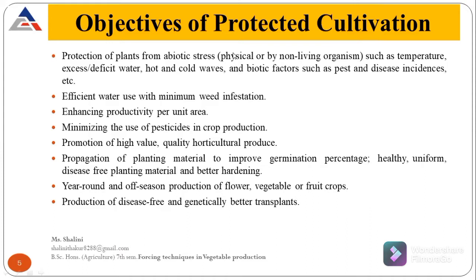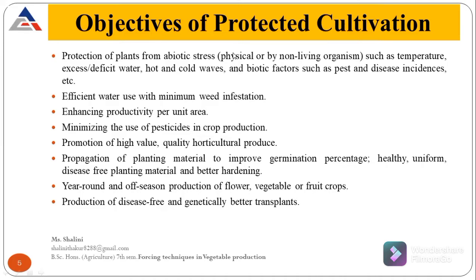We also protect the plants from pest and disease incidence. Why so? If we are growing our crop in an open area, you see that a large number of insects and pests affect it heavily. But if we cover the crop with a sheet or something else, there is a lesser incidence of these pests and diseases.